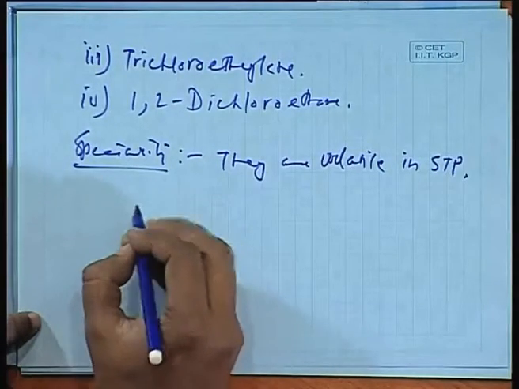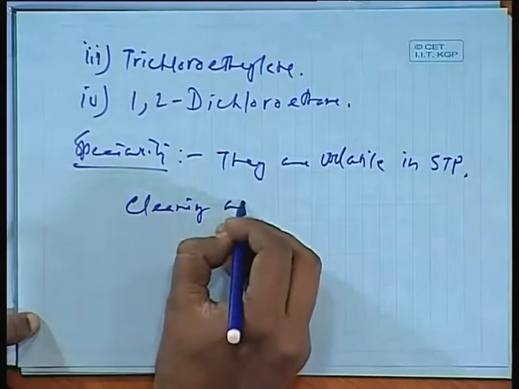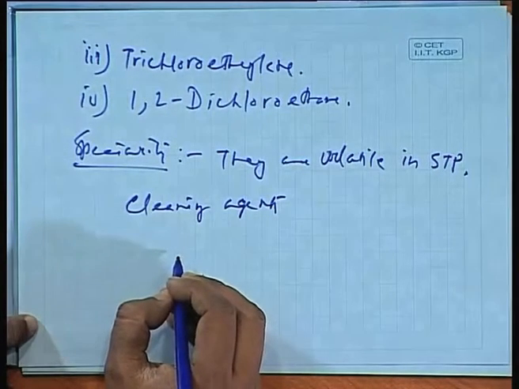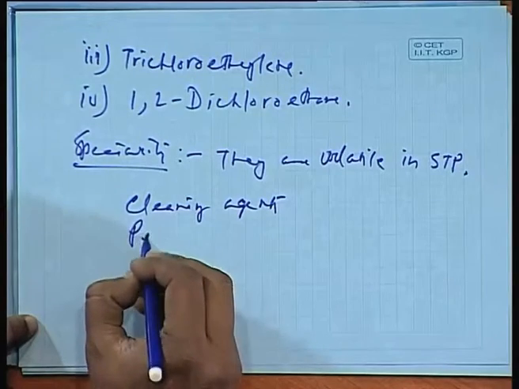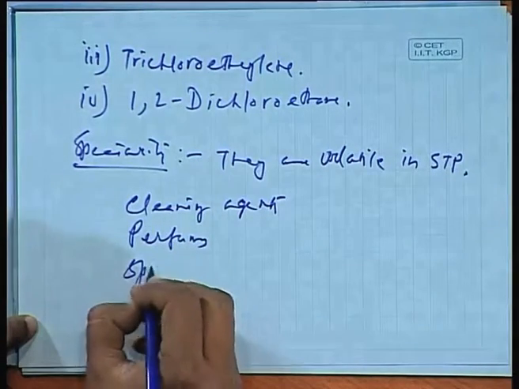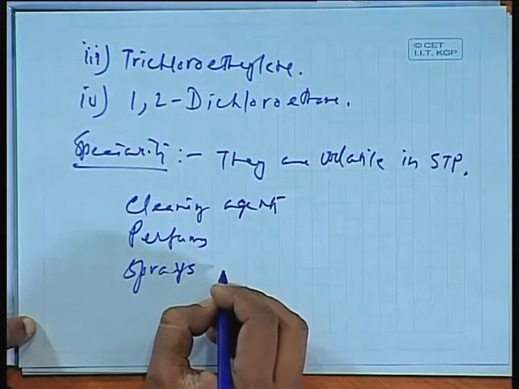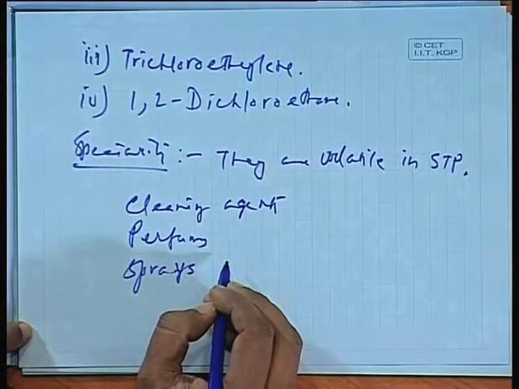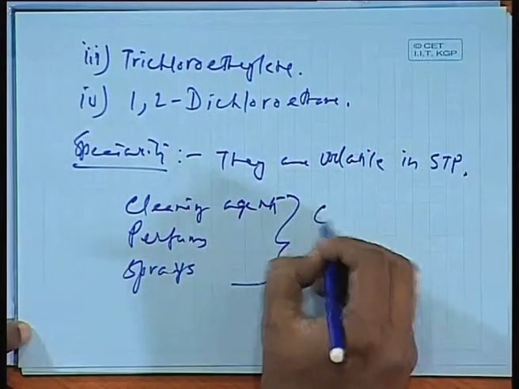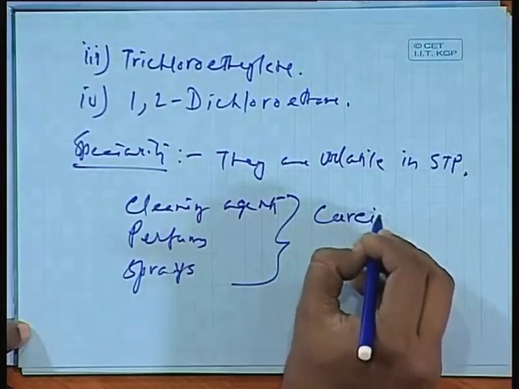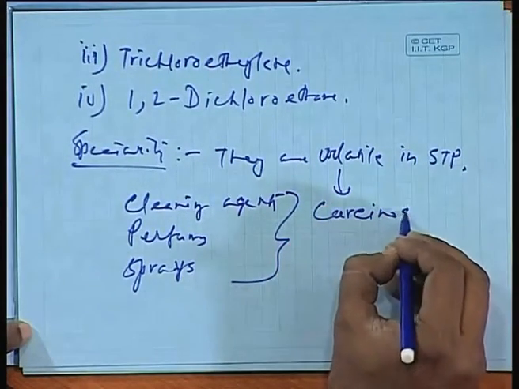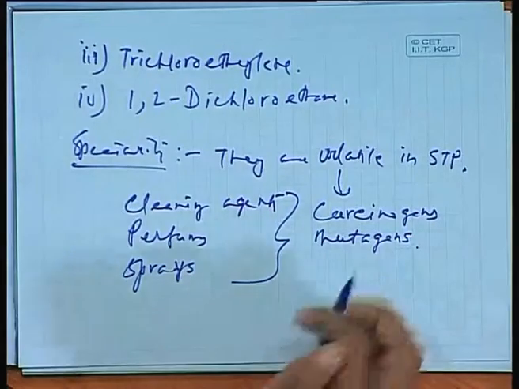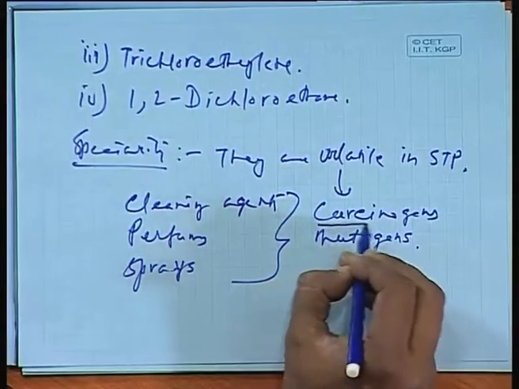What are those? Cleaning agents. Many cleaning agents are basically these volatile organic compounds. There are perfumes, sprays, and many of them are known as carcinogens or mutagens.